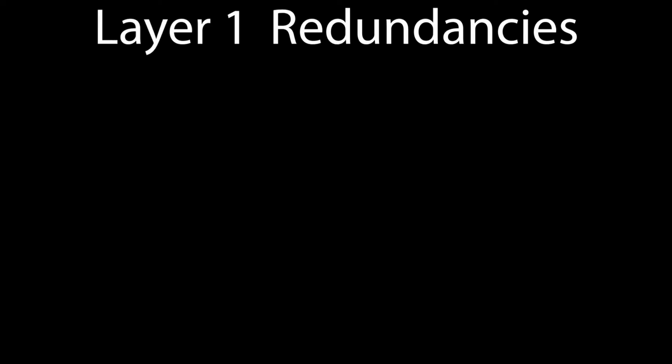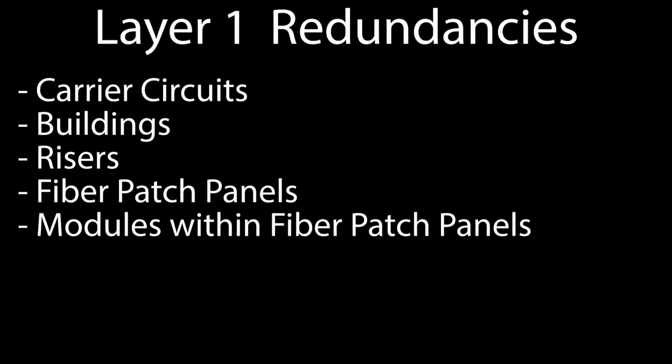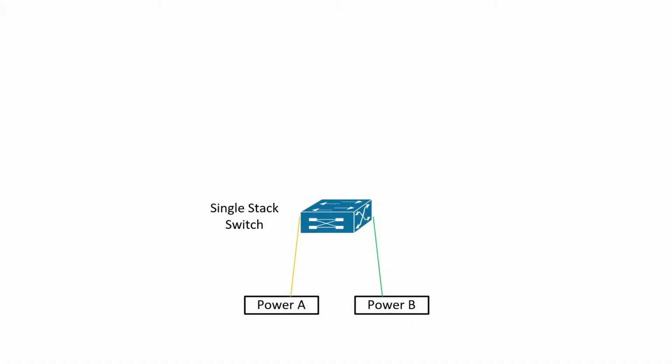But sometimes we forget about layer 1 redundancy due to not having the right infrastructure or availability within your network. Here are a couple of aspects when it comes to layer 1 redundancy: carrier circuits, buildings, risers, fiber patch panels, modules within fiber patch panels, network devices, line cards, and power. Now let's take a look at some videos with worst case scenarios. We'll start with power redundancy.